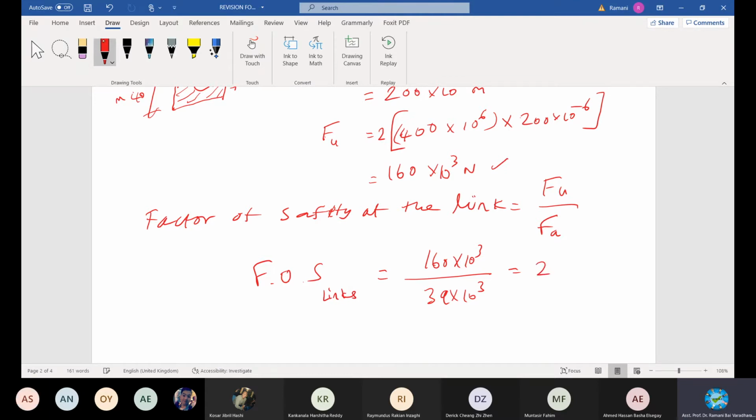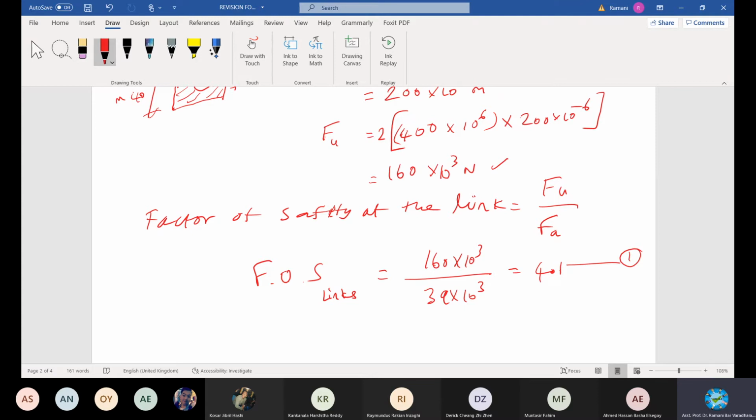4.1 is your answer, the factor of safety. One answer done already. Four times, what do you understand by this? Your actual member is capable of bearing four times what is applied. Only 39 is applied, but your member can bear up to 160. It is four times bigger, so you are over designing, okay?